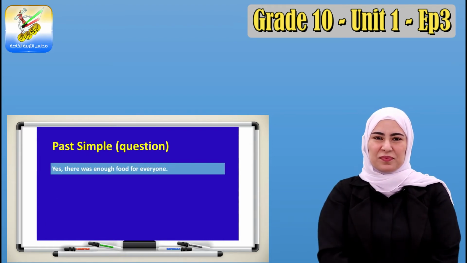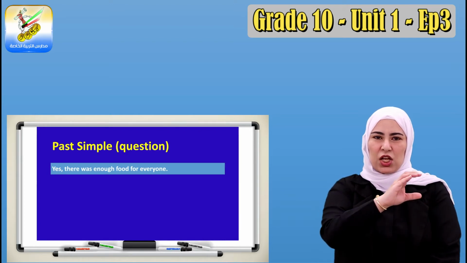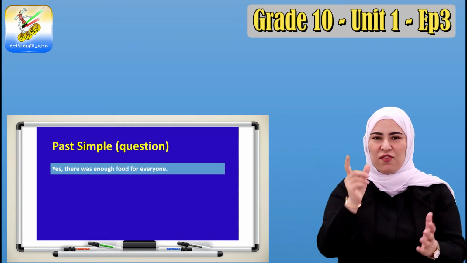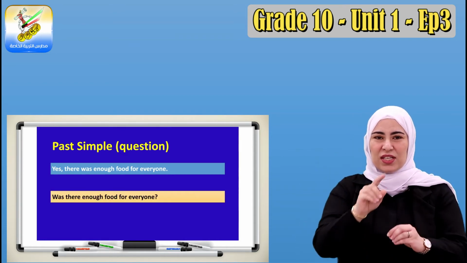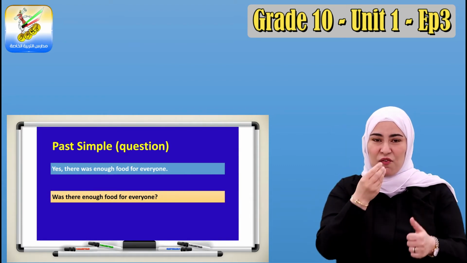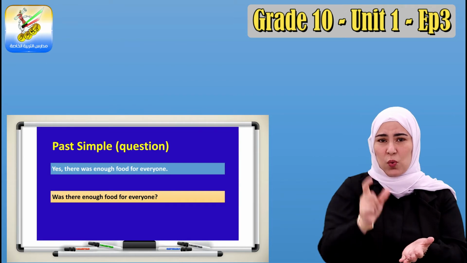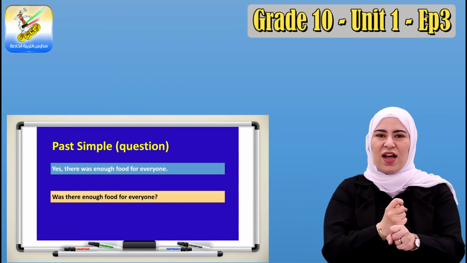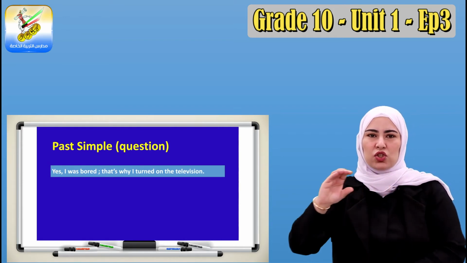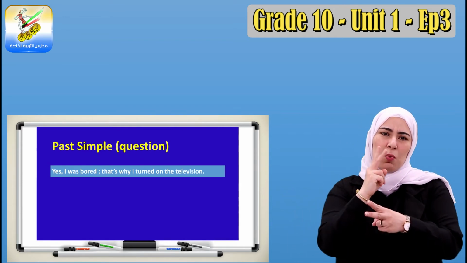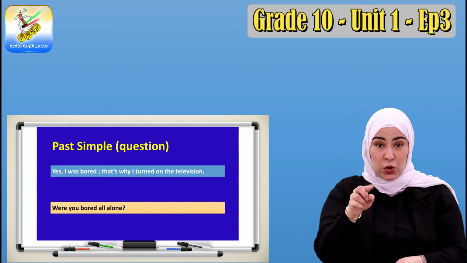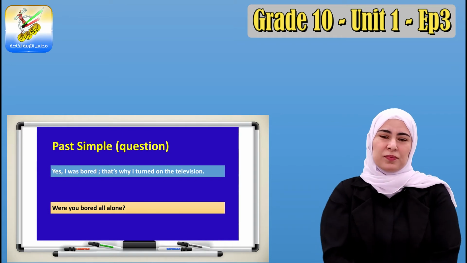Let's take an example. If the answer was, yes, there was enough food for everyone, and I want to form a question for it, I will say, was there enough food for everyone? See here, the answer started with a yes, because using was and were for forming questions will give us yes or no answers. Another example, if the answer was, yes, I was bored, that's why I turned on the television, the question will be, were you bored all alone? And that's why I answered this way.